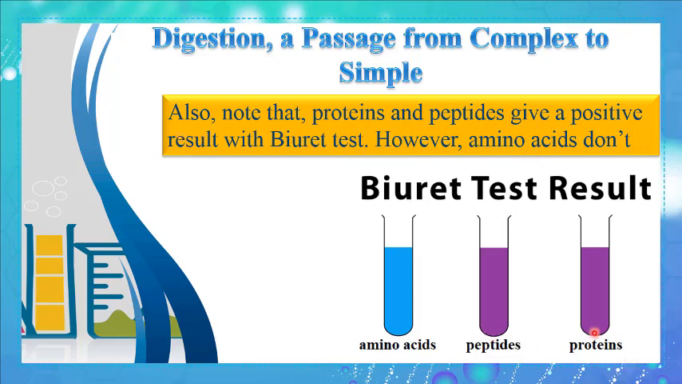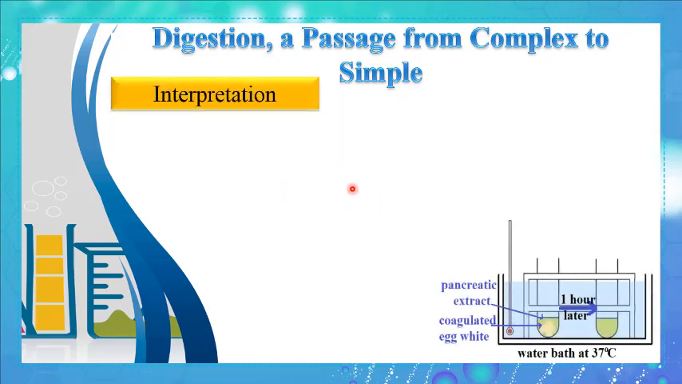As we see here, the proteins and the peptides give a positive result with the biuret test, which is revealed by the appearance of the violet color. While with the amino acids, there is no appearance of violet color, so the initial color of the biuret solution appears, which is blue. Let's come back to our experiment and interpret it.